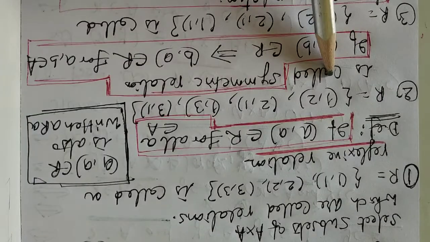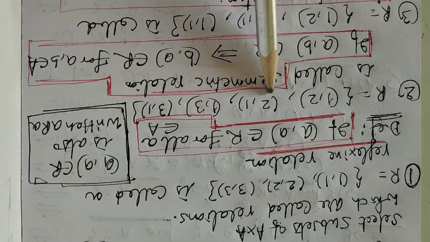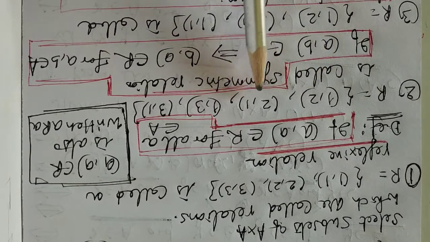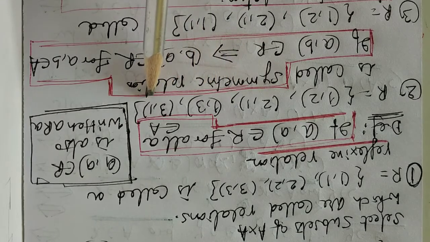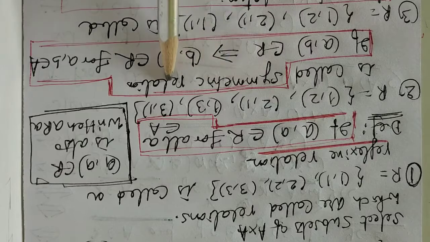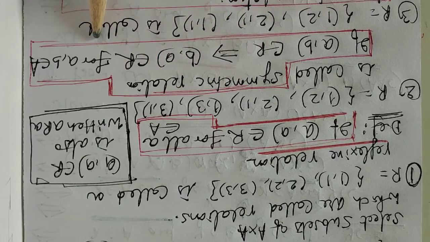Now second, if (1,2) is taken, the reverse order (2,1) must be available. If (1,3) is taken, the reverse order (3,1) must be available. This type of relation is called symmetric relation. If (a, b) belongs to R, then (b, a) must belong to R.